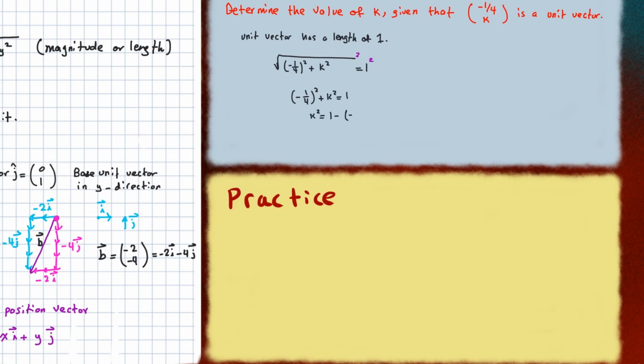And solving this and rearranging for k, we get k squared is equal to 15/16. And if we were to take the square root of this value, we would get that the value of k could be positive or negative square root of 15 over square root of 16, or plus or minus square root of 15 over 4 units, being our final value.